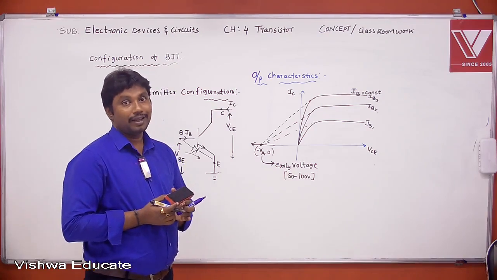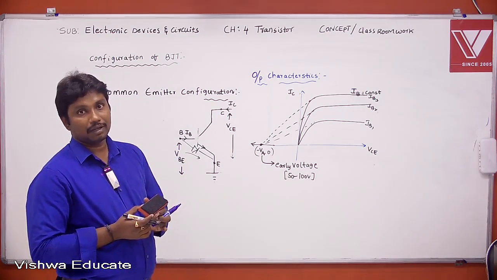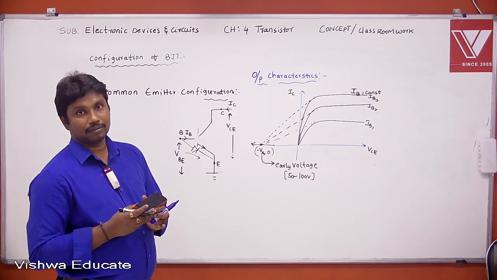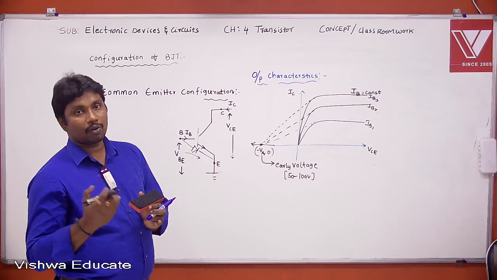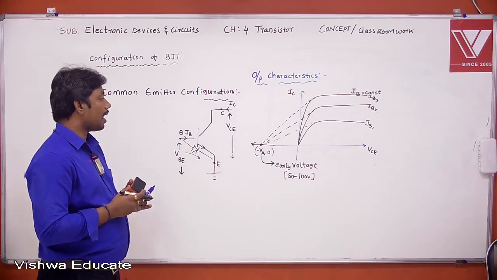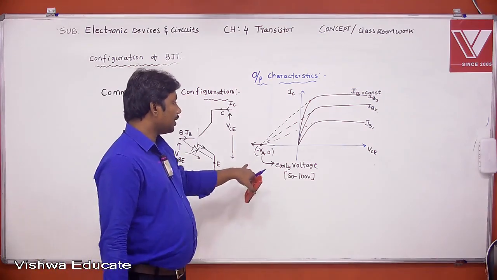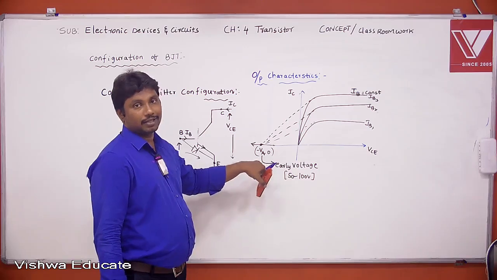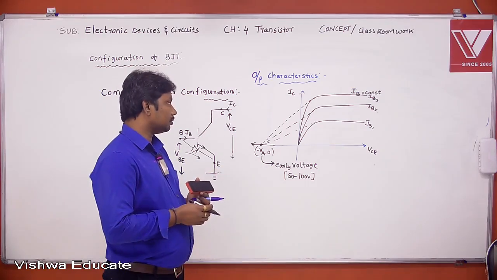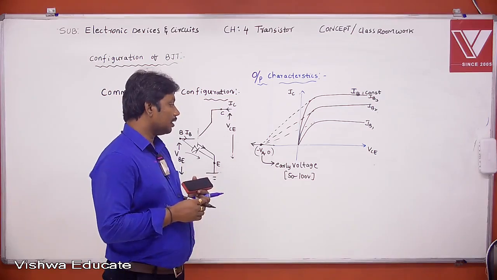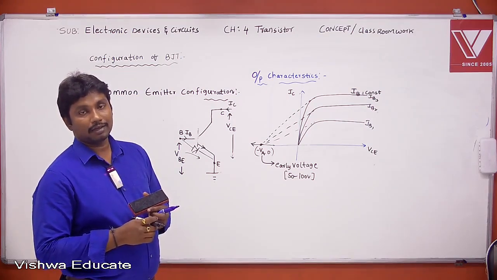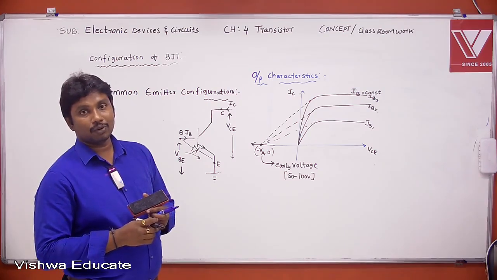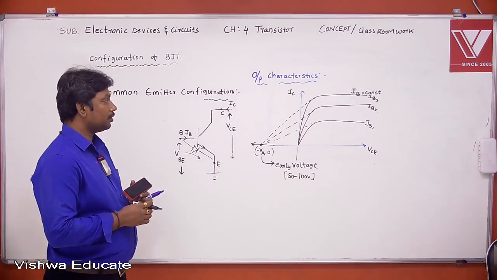Next point. In common emitter, the output characteristics are extended towards backward up to a point of minus VA comma 0 due to early effect, where VA is the early voltage, in the order of 50 volts to 100 volts.